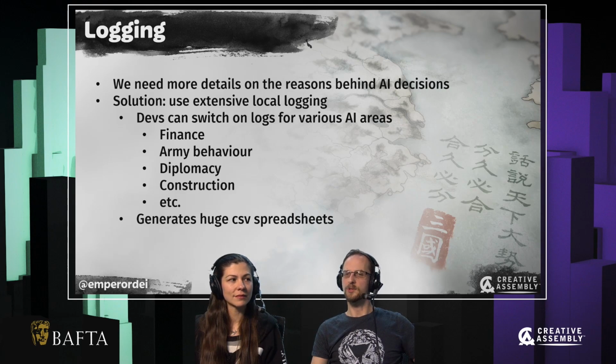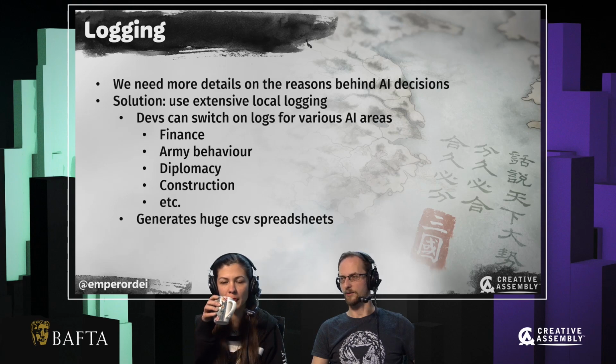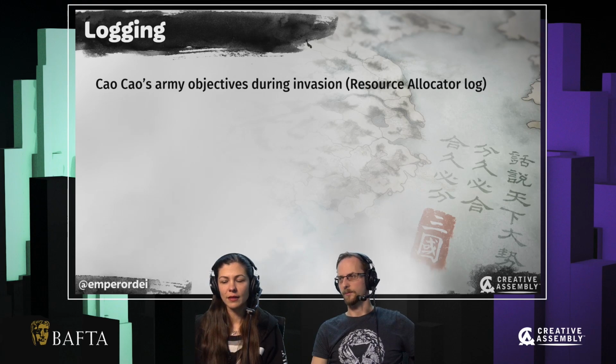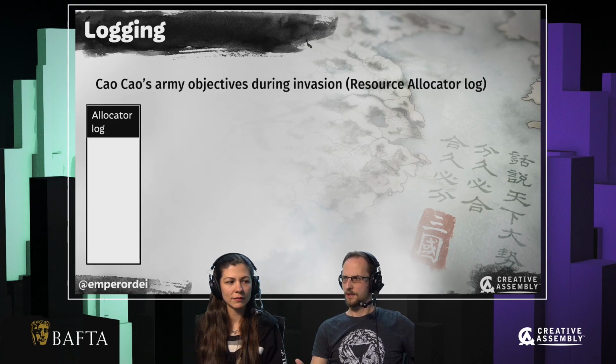Basically we generate huge CSV spreadsheets, and they store information on how the various AI factions perceived the game in each round of the campaign and how they made certain key decisions. To give you a concrete example, in the autorun we saw earlier, we can check what Cao Cao was planning to do with his armies during his invasion against Sun Jian. To do that, we open the resource allocator log that stores information on the objective of each AI army at any point of the game.